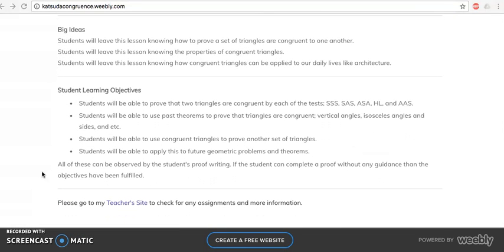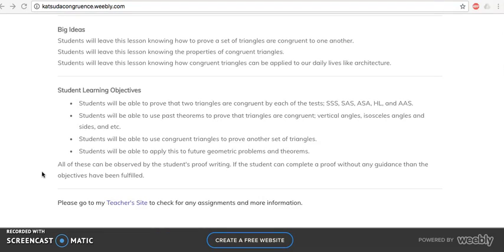Now, the student learning objectives are: students will be able to prove that 2 triangles are congruent by each of the tests, SSS, SAS, ASA, HL, and AAS. Students will be able to use past theorems to prove that triangles are congruent, for instance, vertical angles, isosceles triangle angles and their sides, etc. Students will be able to use congruent triangles to prove another set of triangles are congruent. And lastly, students will be able to apply this to future geometric problems and theorems.